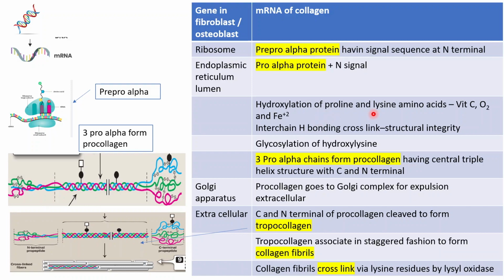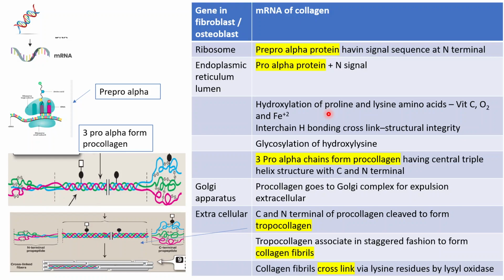So proline and lysine amino acids undergo hydroxylation. Why? Because they want to form hydrogen bonding. Why? Because hydrogen bonding leads to cross-linking of the fibers, which leads to structural integrity. Collagen is a structural type of extracellular matrix, so it needs to be very strong. To maintain its structural integrity, you need cross-linking of fibers. This cross-linking is brought about with the help of hydroxylation of residues like proline and lysine.